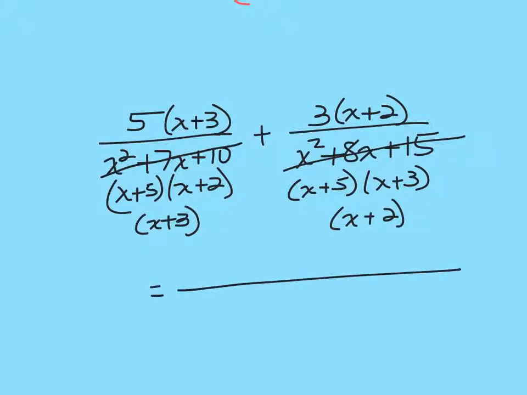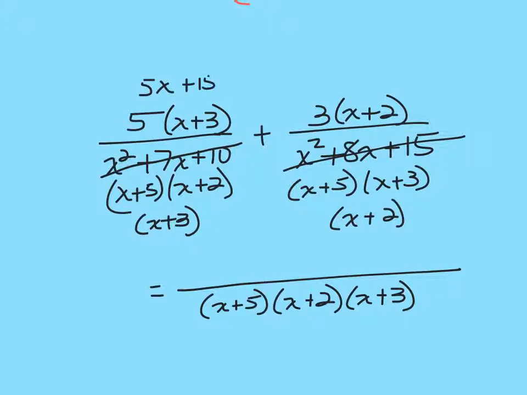Okay, and what that tells me is that on my next step, my denominator is going to have a factor of x plus 5, another factor of x plus 2, and another factor of x plus 3. And then we'll just see what the numerator is. If I distribute the 5, I'll have 5 times x is 5x, 5 times 3 is 15. 3 times x is 3x, 3 times 2 is 6.